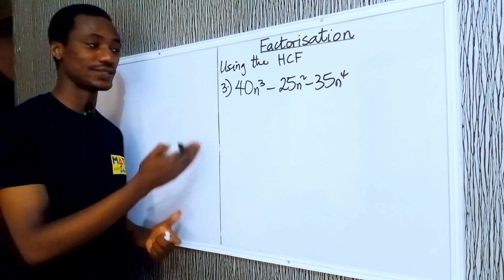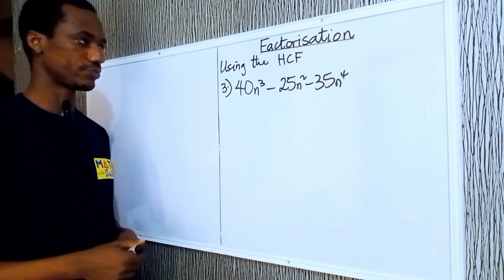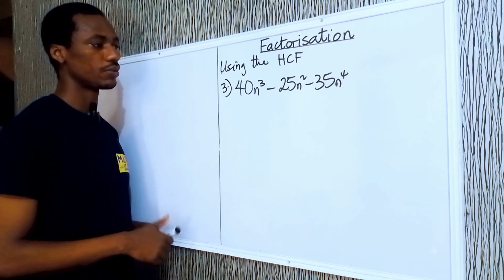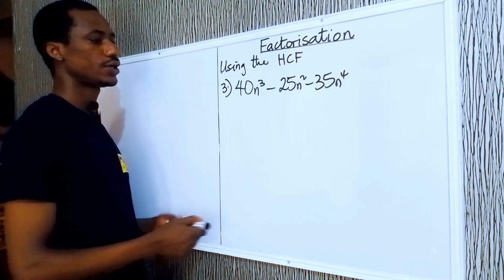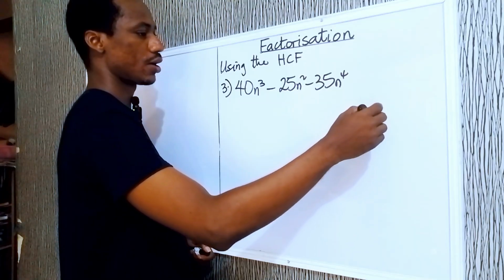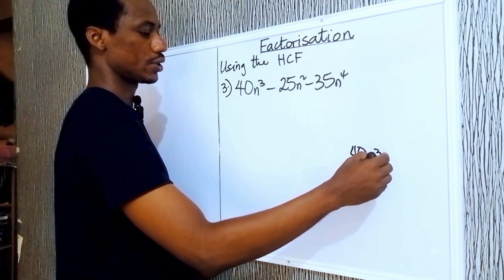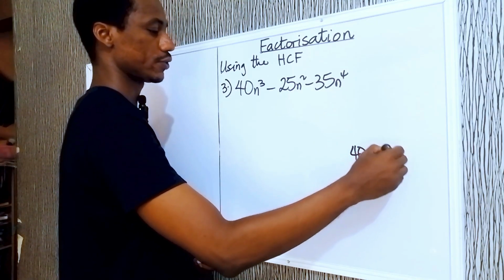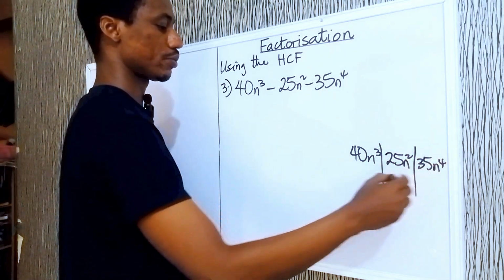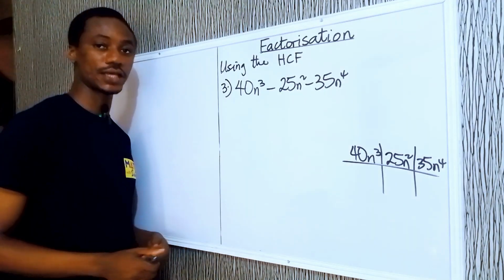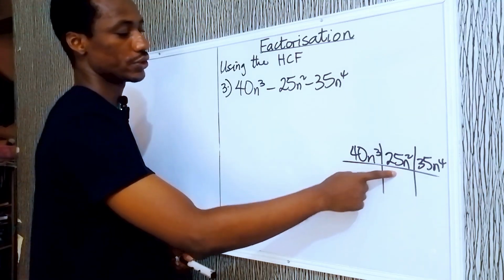All right, this is example 3. Here we have an expression of 3 terms, and with some big numbers. But the first thing is for us to find the highest common factor. So let's go find the highest common factor. So we have 40 n raised to power 3, negative 25 n raised to power 2, and then we have 35 n raised to power 4. So first, let's deal with the coefficients. What is common to 40, 25, and 35?